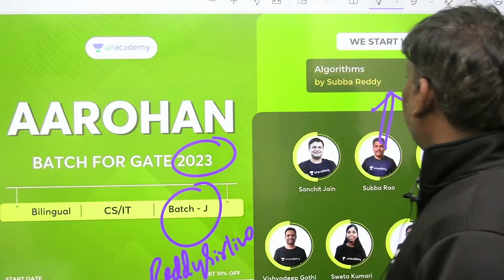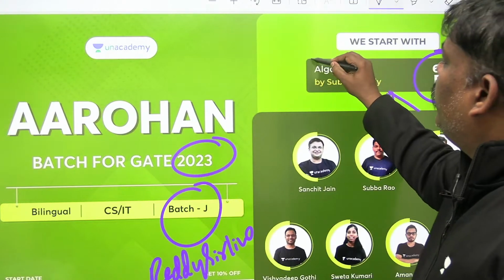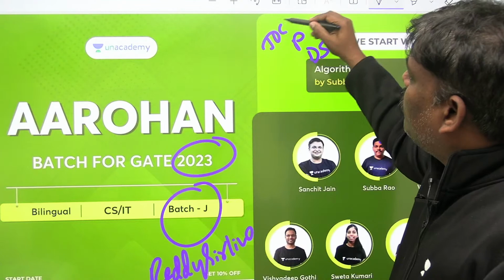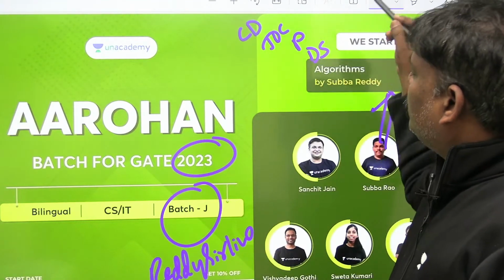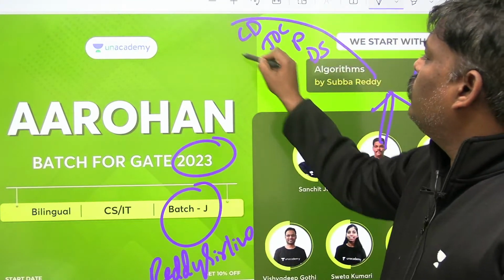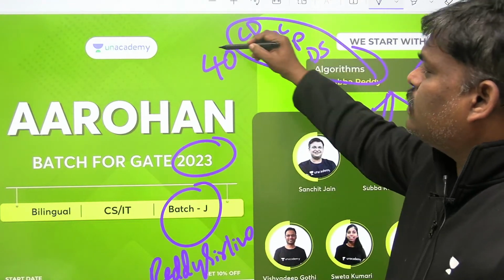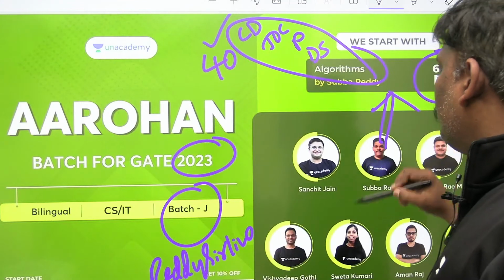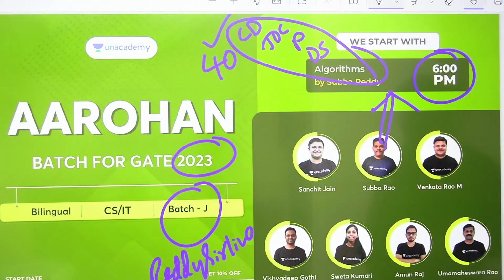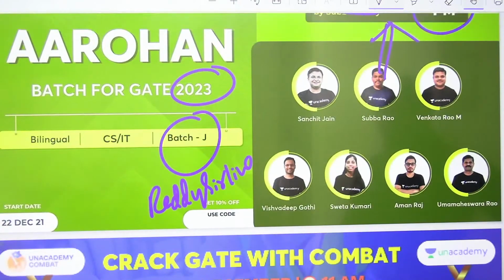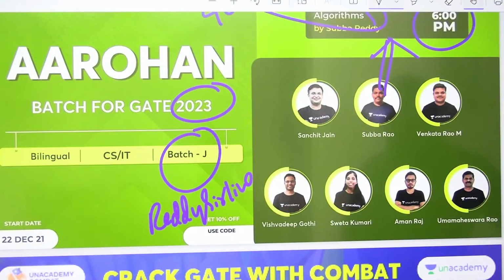In that batch I started algorithms. I will complete data structures, programming, TOC and compiler design. These 5 subjects combined will give approximately 40 marks. If you follow my classes, they are more than enough. For other subjects, many teachers are there. You can follow whatever you like. Just the introduction is over. Don't miss it.